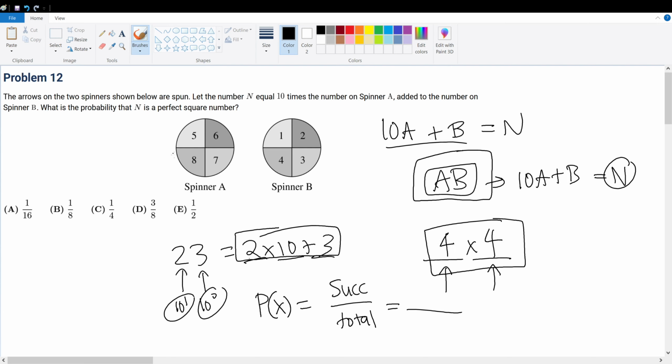Why? Because in spinner A we have 5, 6, 7, 8, and in spinner B we have 1, 2, 3, 4. They're all distinct numbers, so we don't have to worry about overlap. So 4 times 4 gives 16, and that will go to the denominator 16. But what is the total number of successes?